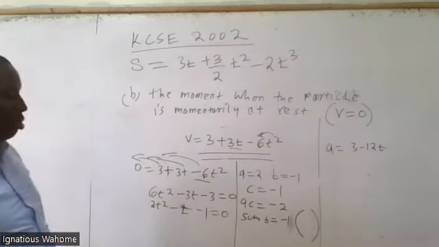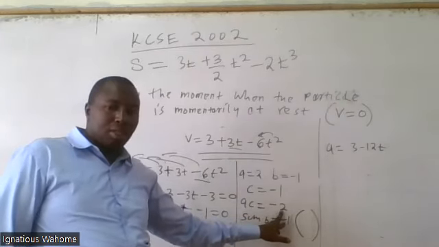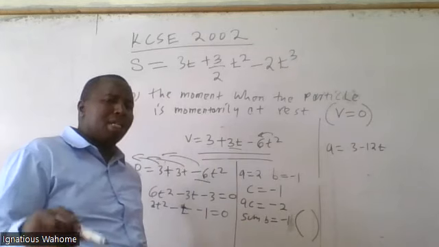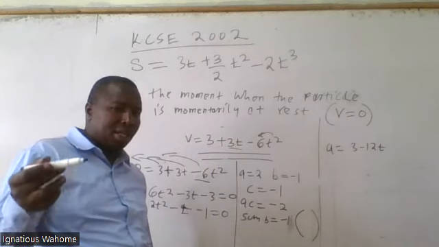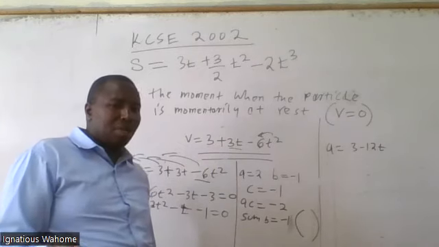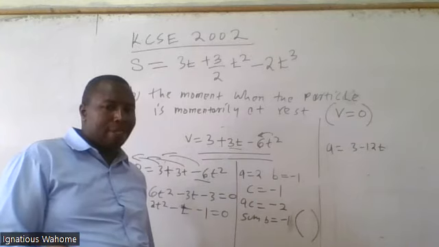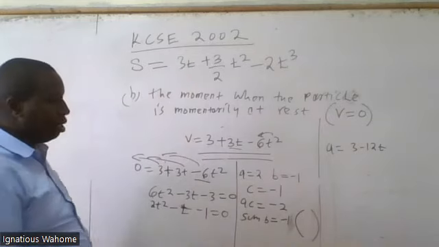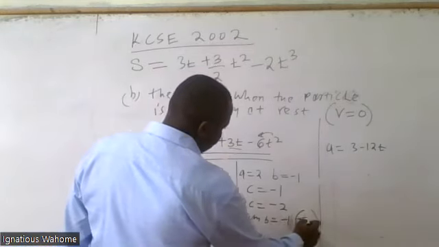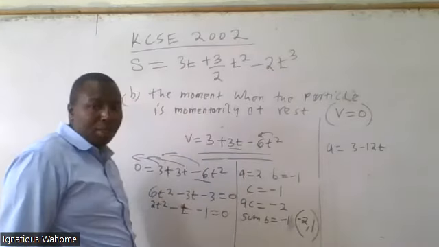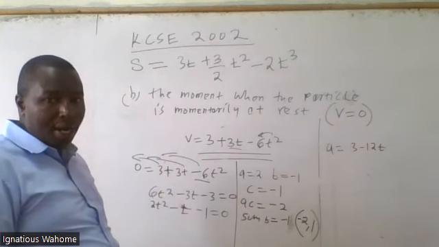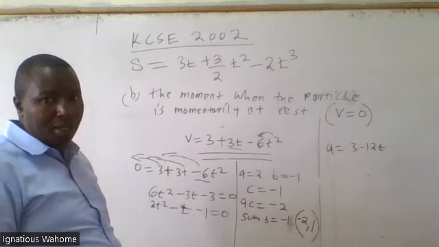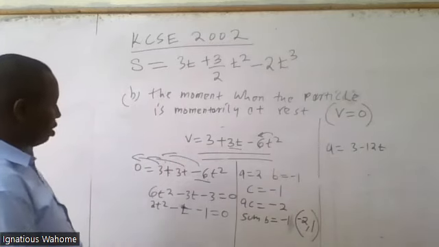So therefore, here you are supposed to get two numbers, the factors of negative 2. Two numbers you can multiply to get negative 2, and when you add, you get negative 1. So which are these two numbers? The two numbers are minus 2 and 1. So therefore, factorize this.